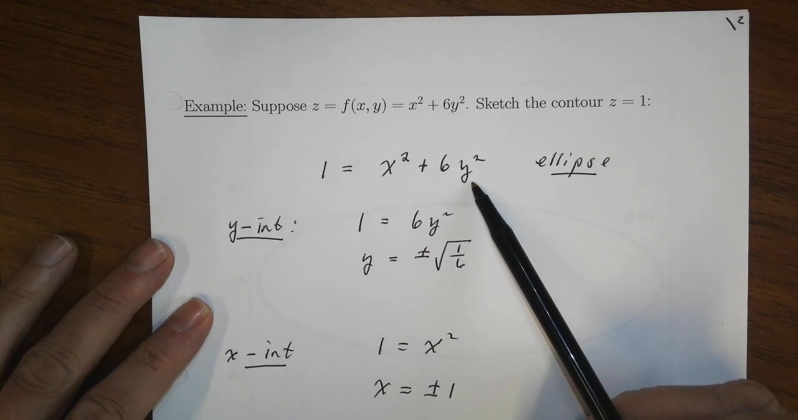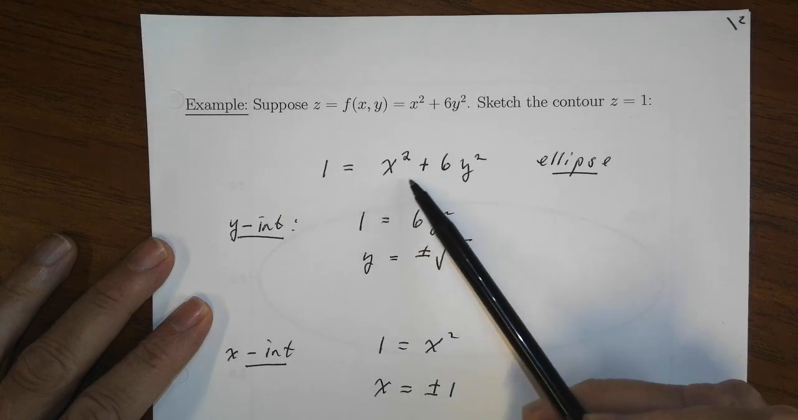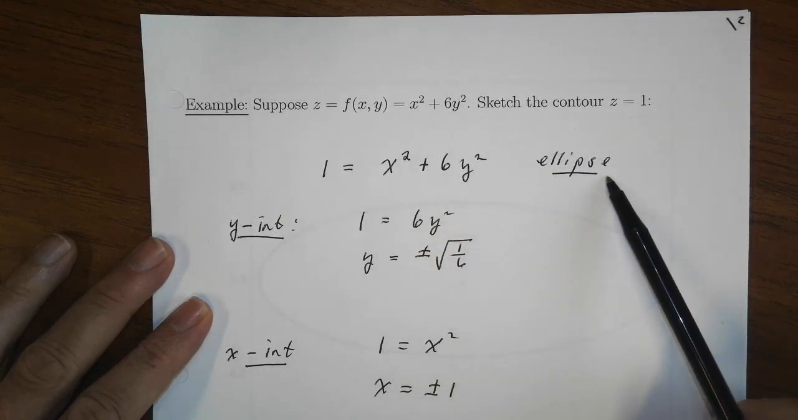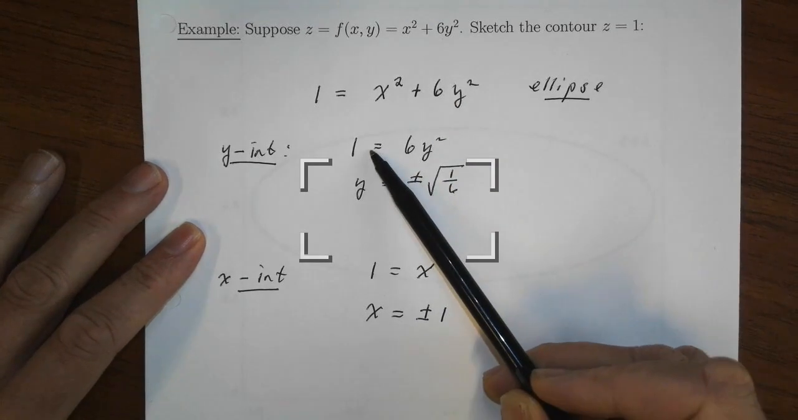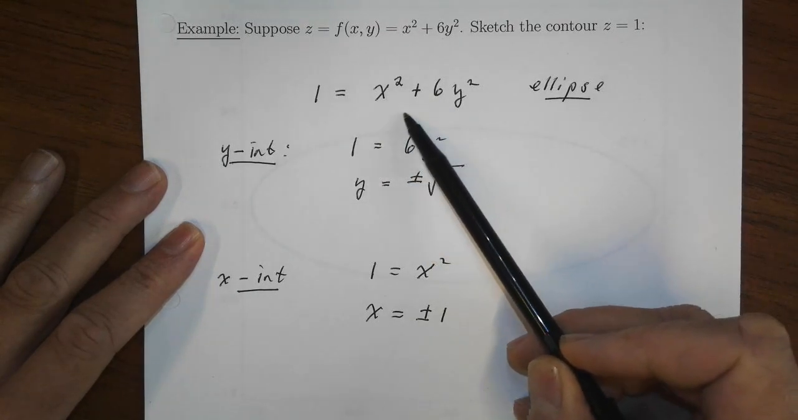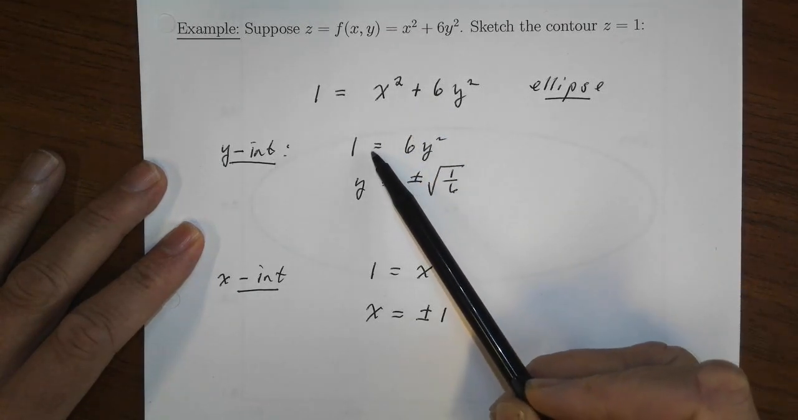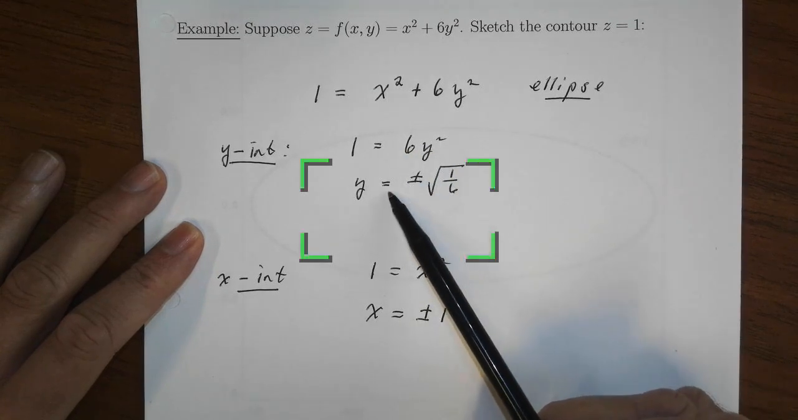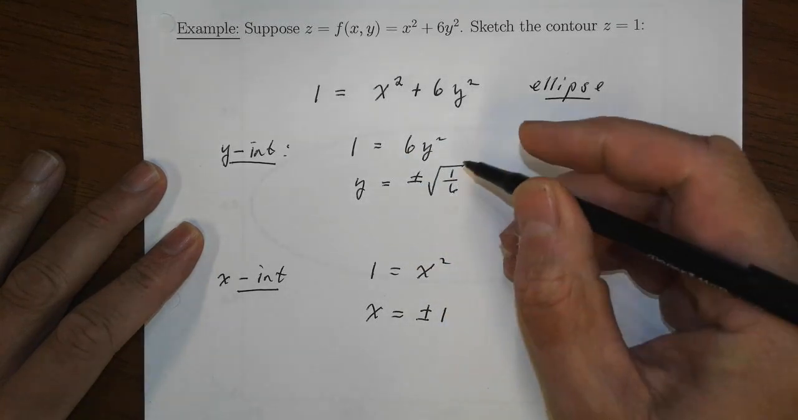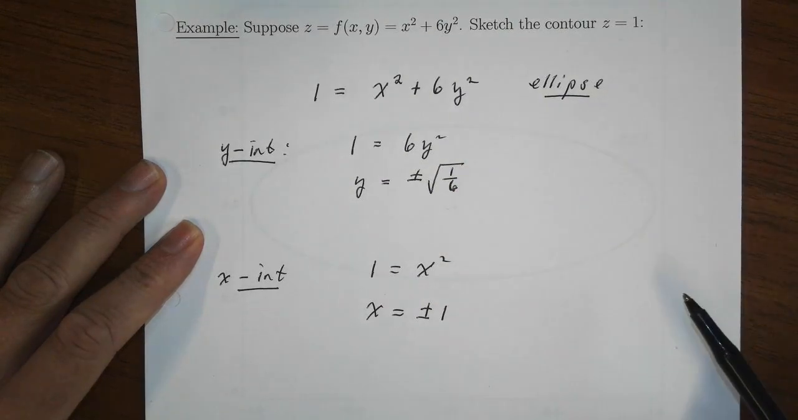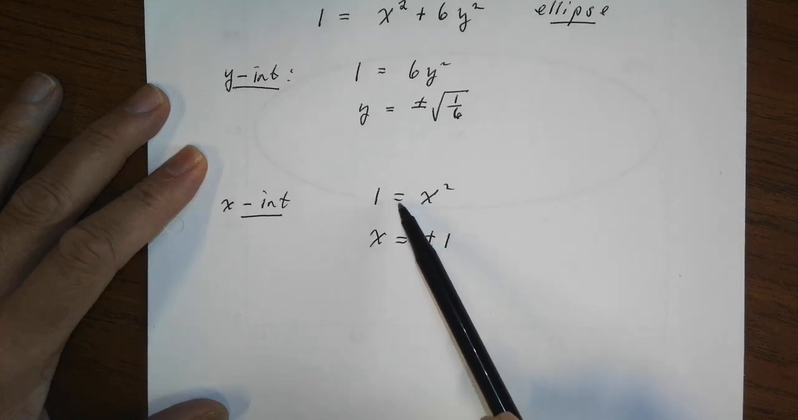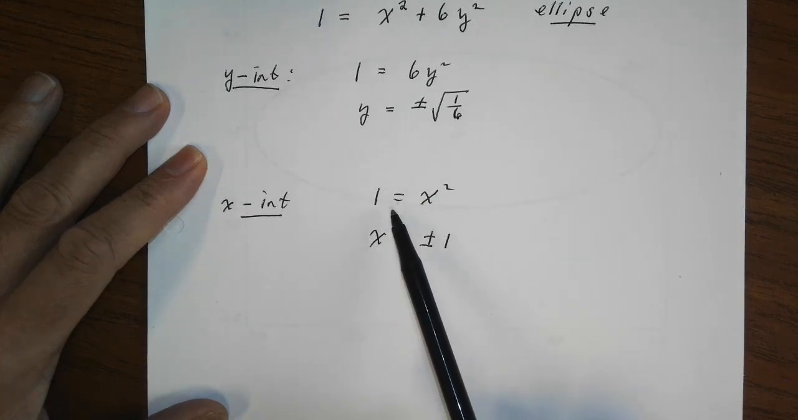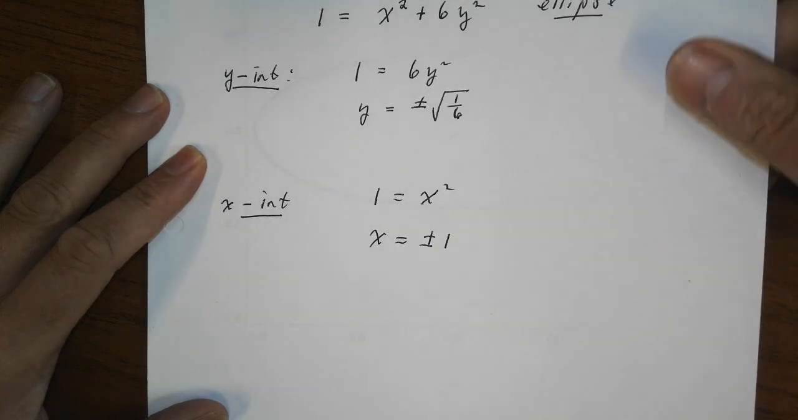Now it helps to know a little bit about conics. And in this case, this graph actually forms what's known as an ellipse. And the easiest way to graph an ellipse is to just look at its intercepts. To find the y-intercept, I set x to 0, in which case I'd get 1 = 6y². y would be plus or minus the square root of 1/6. To find the x-intercept, I would set y to 0, and I would get x² = 1, so x equals plus or minus 1.